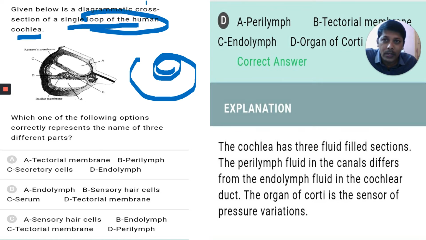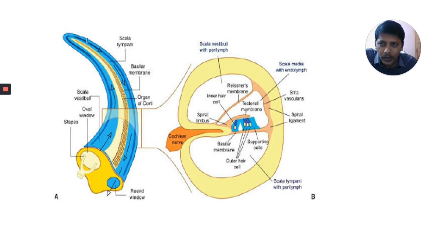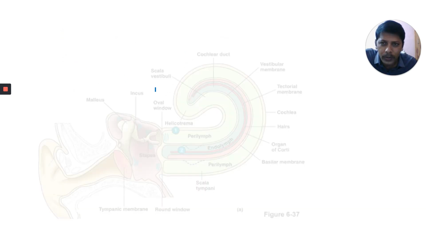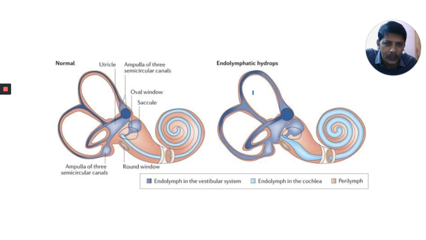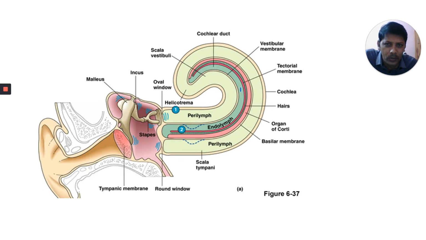Okay, what is this cross section of a single loop? I will show you here. Okay, these are the loops. You can see loops here. They have taken the cross section here, and they are showing us that part. You can see the longitudinal section here, not cross section. This is the longitudinal section of the cochlea.